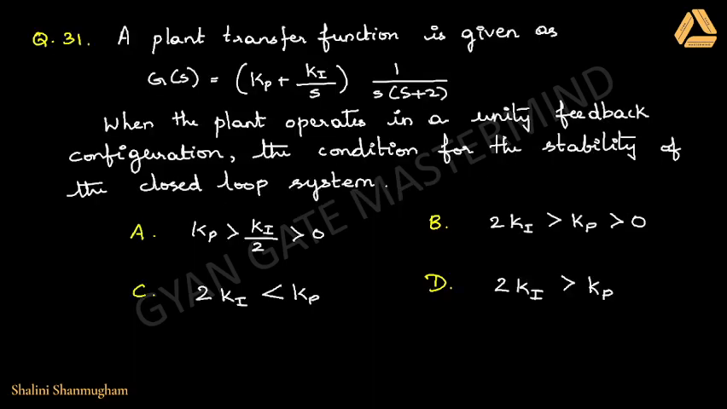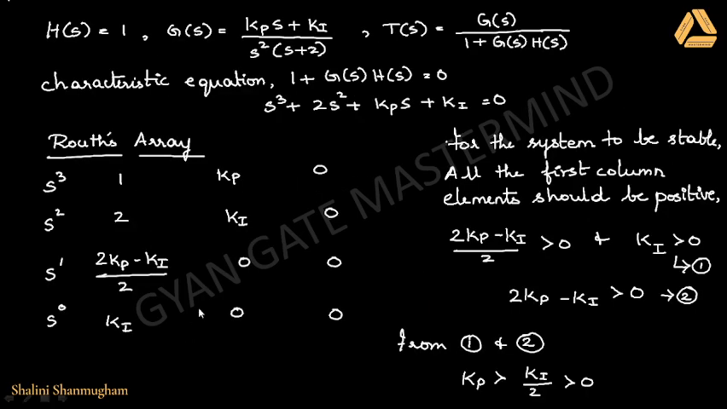So coming to the 31st question, a plant transfer function is given as G(s), and when the plant operates in a unity feedback configuration, we have to find the condition for the stability of the closed loop system. So here, H(s) is unity.